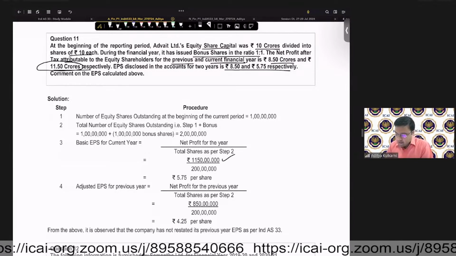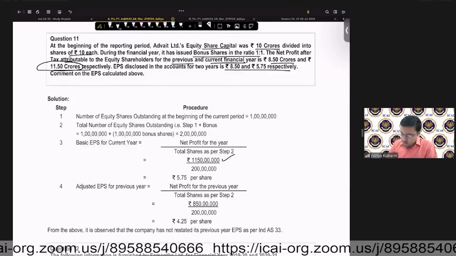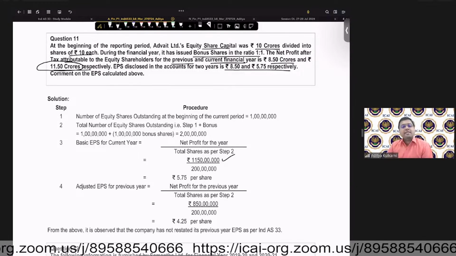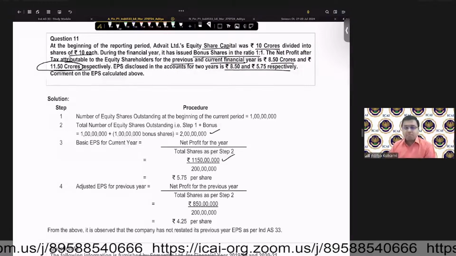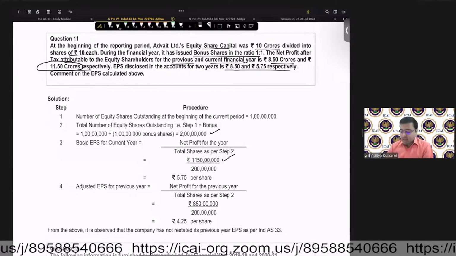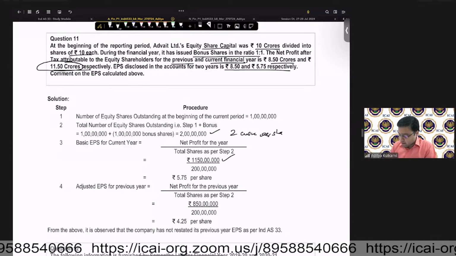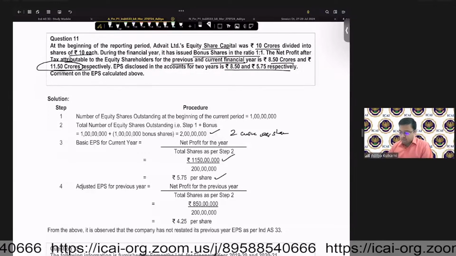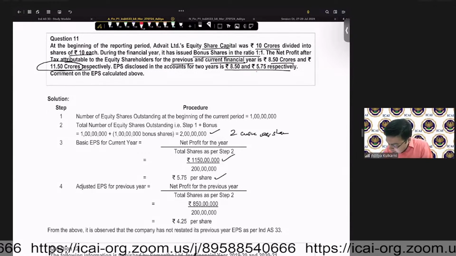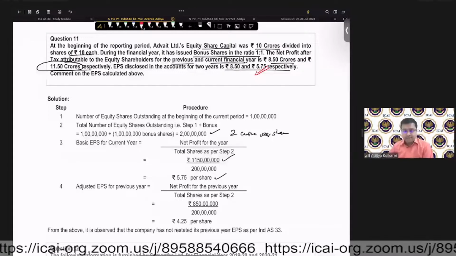Bonus shares in the ratio of 1:1. So I have 10 crore worth of equity share capital of rupees 10 each, so my number of shares are 1 crore. Bonus plus existing capital becomes 2 crore equity shares. So 11 crore 50 lakh divided by 2 crores is 5.75. So this number that is reported is correct.